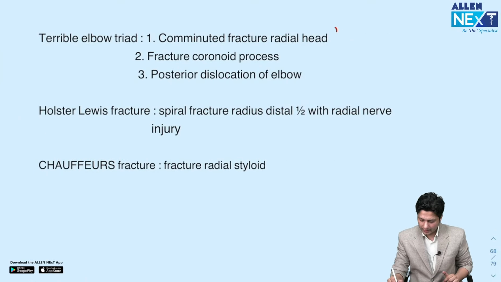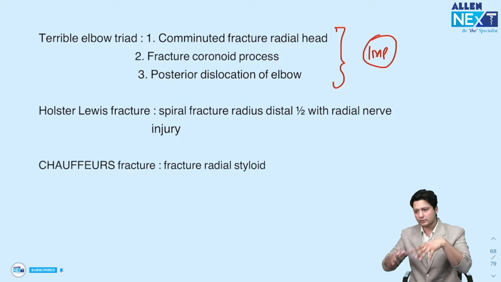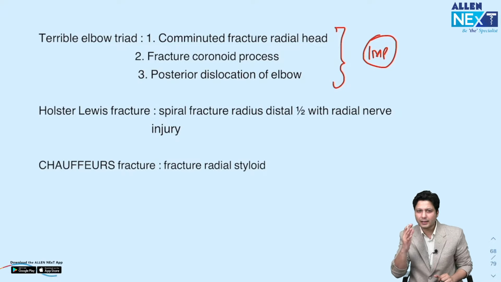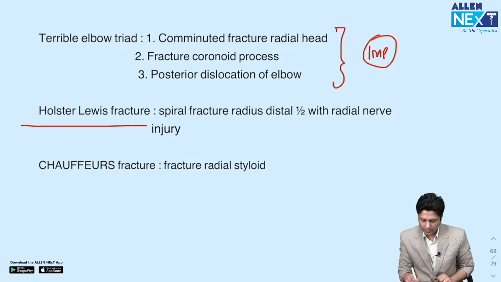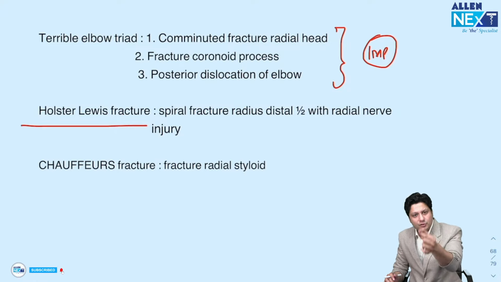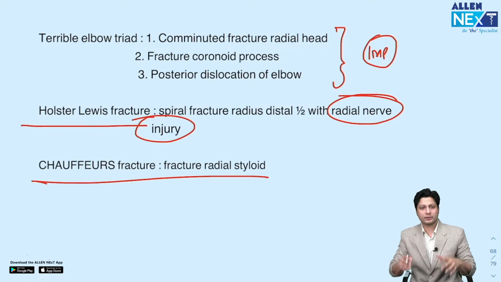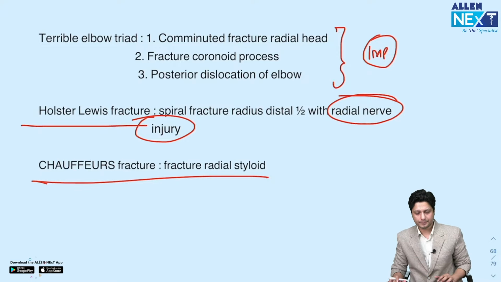Terrible triad of the elbow, this is something which is very importantly expected. Comminuted fracture of the radial head along with fracture of the coronoid process with dislocation of the elbow. Highly unstable kind of fracture. Holstein-Lewis fracture, the spiral fracture in the distal third of the shaft of the humerus with associated radial nerve injury. This is Holstein-Lewis. Schaeffer's fracture, which is a fracture of the radial styloid.